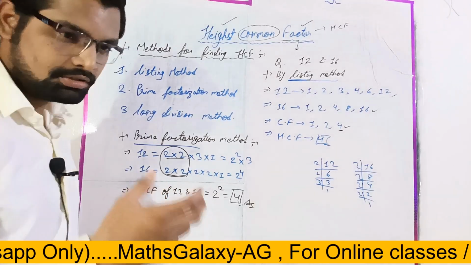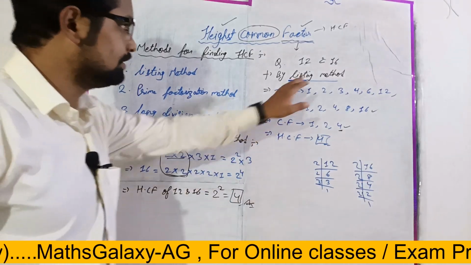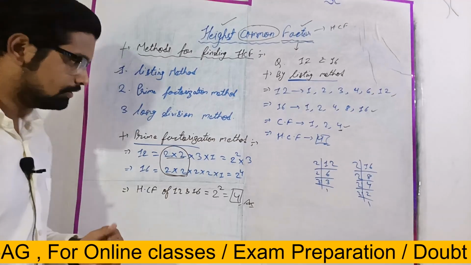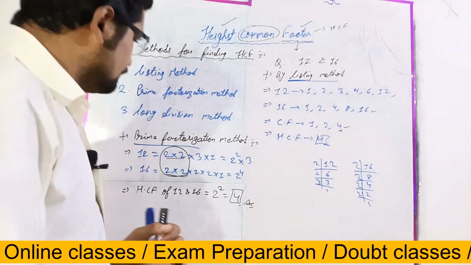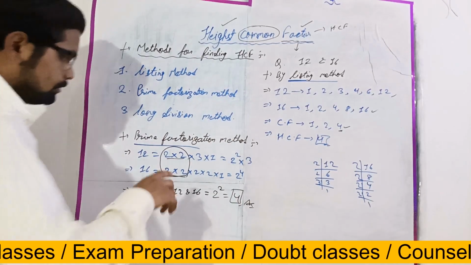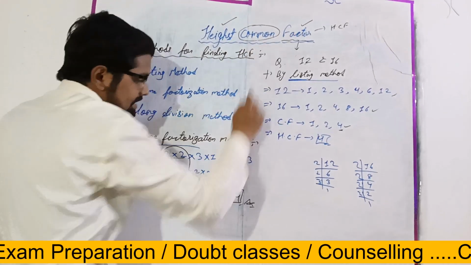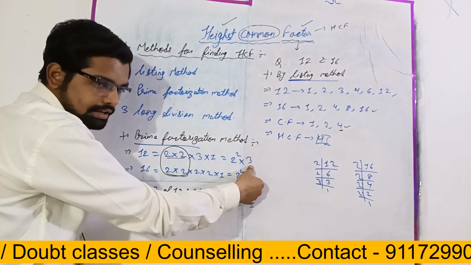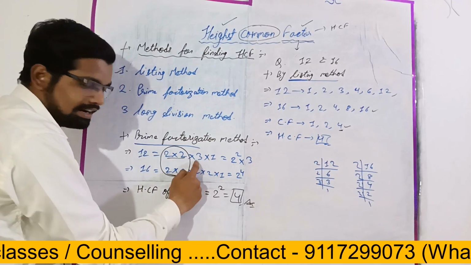Will you be confused in the listing method or the prime factorization method? No? As you can see here, once again I am explaining, you are finding common factors. It means you have to find the common factor. Why didn't we take 3? Because 3 is not a common factor, right?